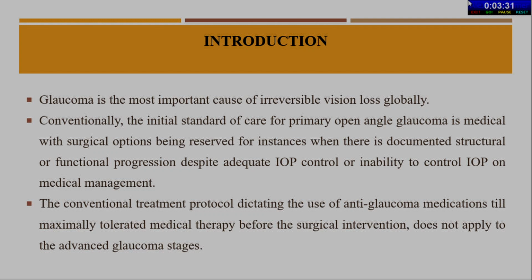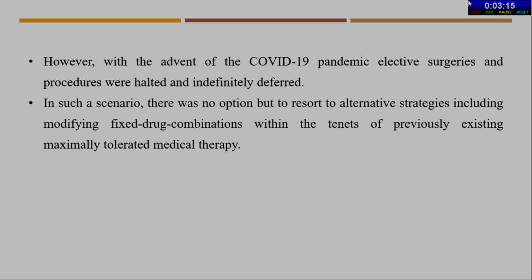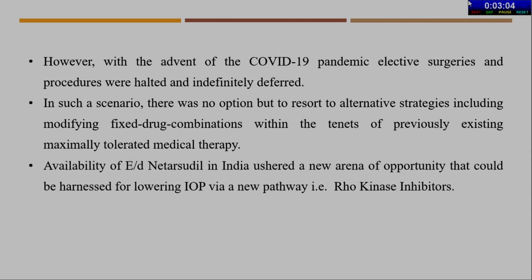Conventionally, the treatment protocol dictating the use of anti-glaucoma medication up to maximally tolerated medical therapy before surgical intervention does not apply to advanced glaucoma stages. However, with the advent of the COVID-19 pandemic, elective surgeries and procedures were halted and indefinitely deferred. In such a scenario, there was no option but to resort to alternative strategies, including modified fixed drug combinations within the tenets of maximally tolerated medical therapy.